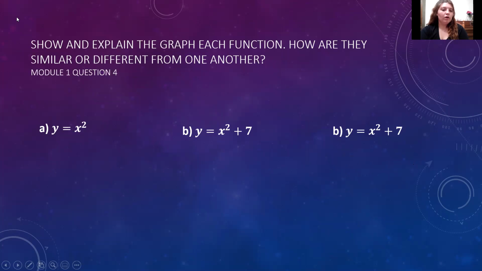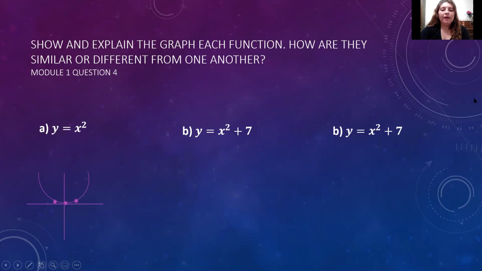So question 4 says, show and explain the graph of each function and how they are similar or different from one another. So for y equals x squared, the origin is going to be at 0, because if you were to plug 0 in for x, you're going to end up with 0 for y. And so we're just going to have our parabola facing normal.